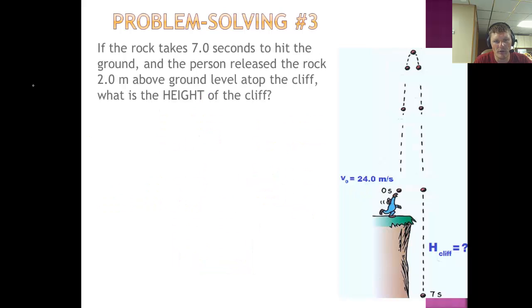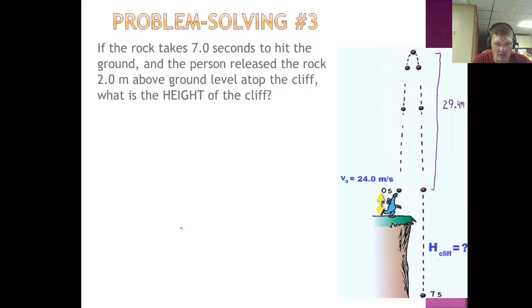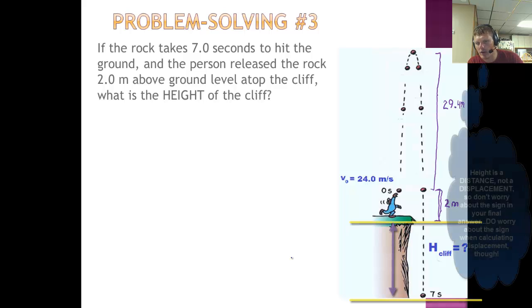To solve problem 3, we want to determine the height of the cliff. To begin this problem, I'm going to label some information that I already know. In the previous problem, we determined the maximum height of the rock to be 29.4 meters. It also tells me that the person released the rock 2 meters above ground level atop the cliff. So the height of the cliff can be defined to be the height from ground level down to where the rock hits the ground 7 seconds after it was thrown upwards.